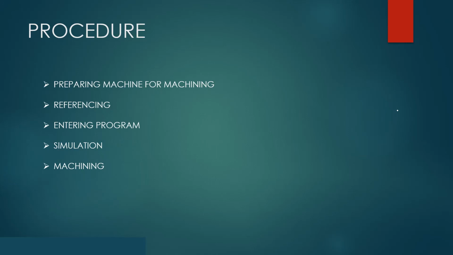Procedure: how to do that? I am giving here only the main procedures. We have to prepare the machine before machining, then we have to do all the referencing. In this we make the home position X0.0 and Z0.0. Then we have to enter the program. Then we have to do the simulation before we go for the machining operation.